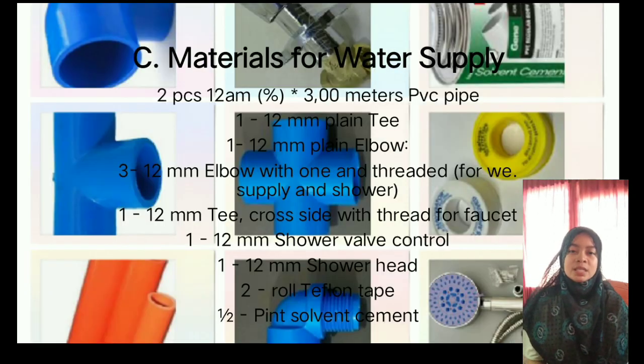Let's proceed to C, which is the materials for water supply. We need 2 pieces of 12 mm by 3 meters PVC pipe, one 12 mm plain T, 1 12 mm plain elbow, 3 12 mm elbows with one end threaded for WC supply and shower, 1 12 mm T cross slide with thread for faucet, 1 12 mm shower valve control, 1 12 mm shower head, and 2 rolls of Teflon tape, and also 1/2 pint solvent cement.